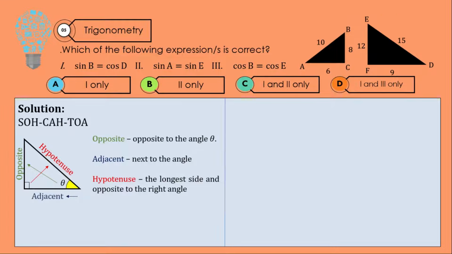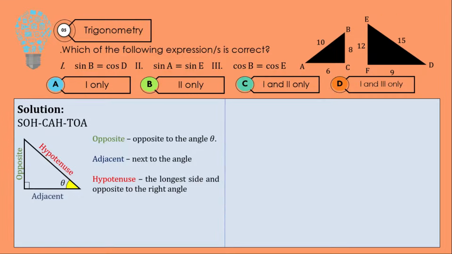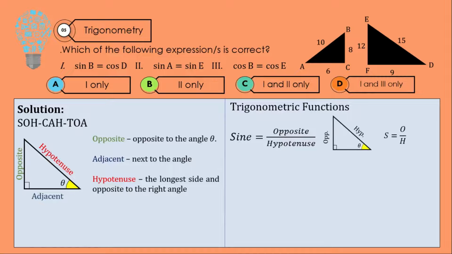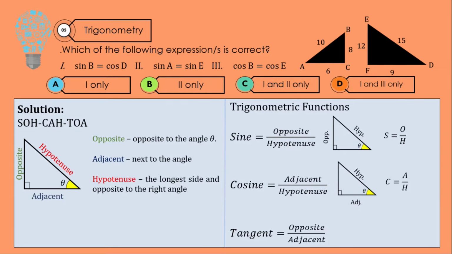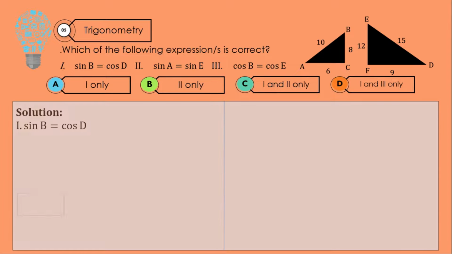Now let's talk about the trigonometric functions. We have 6 trigonometric functions or ratios, but I will only discuss 3, starting from sine, which is equivalent to opposite over hypotenuse, where SOH is derived. We have cosine, which is equal to adjacent over hypotenuse, where CAH is derived, and tangent equal to opposite over adjacent, where TOA came from. Since we already understand how SOHCAHTOA works, we can use this to solve this problem.